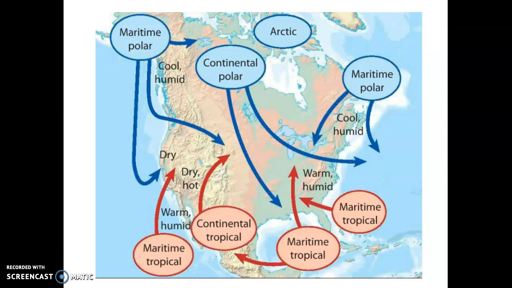So here you can see a picture where that is actually being shown, where continental polar can actually drop right down over the center of the United States and hit us, and that's when we get those really cold temperatures. We can also get a little maritime tropical kind of working its way up, but we usually get continental tropical. That's where we get our hotter air from. It kind of circles around through the mountains and then hits us from the west.